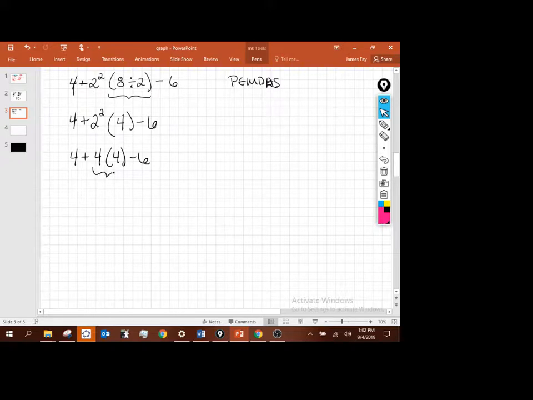So that is the multiplication that we need to do. So we're going to have 4 plus 16 minus 6. Okay. And here 4 plus 16 gives me my 20 minus 6. And that's the 14 you guys were saying, right?